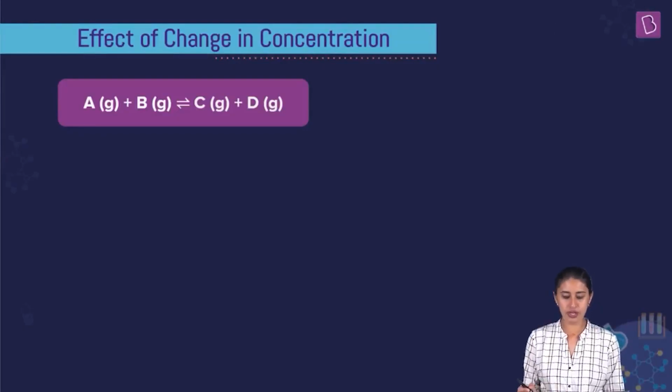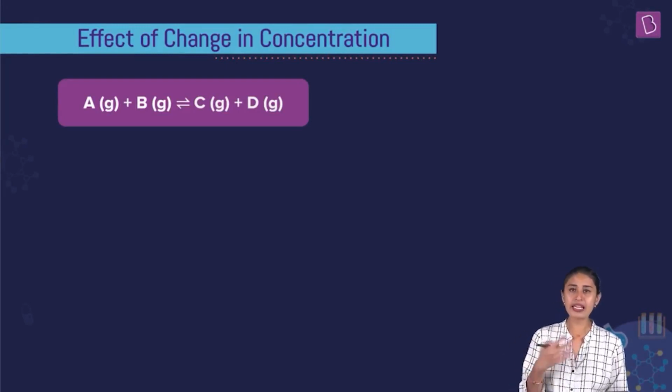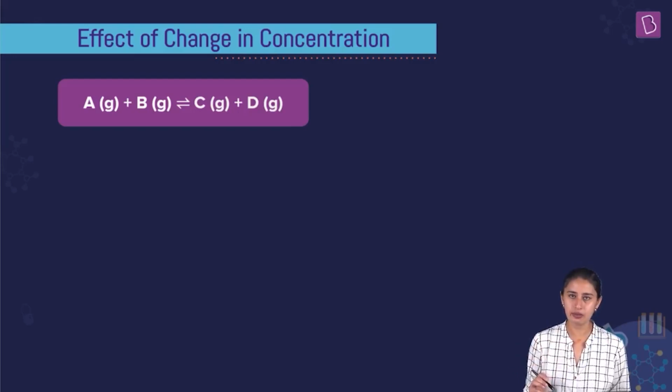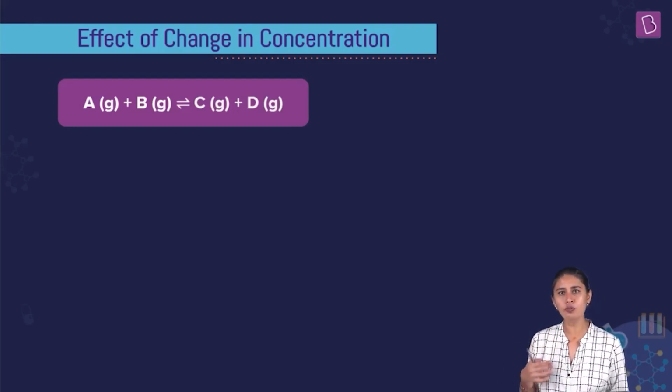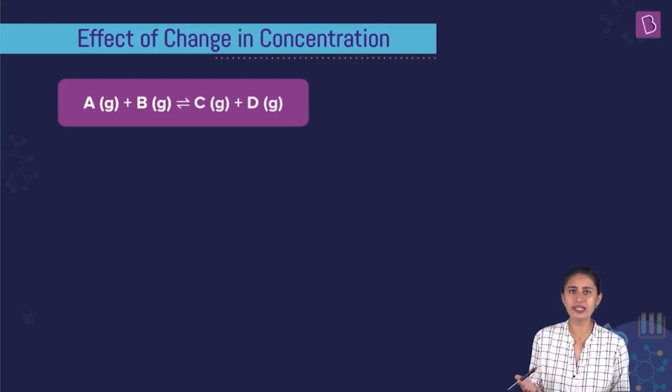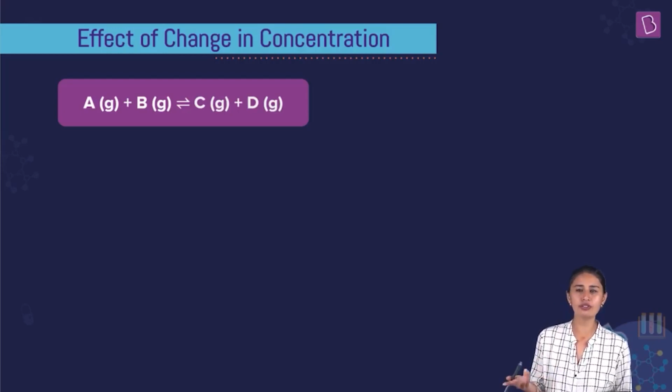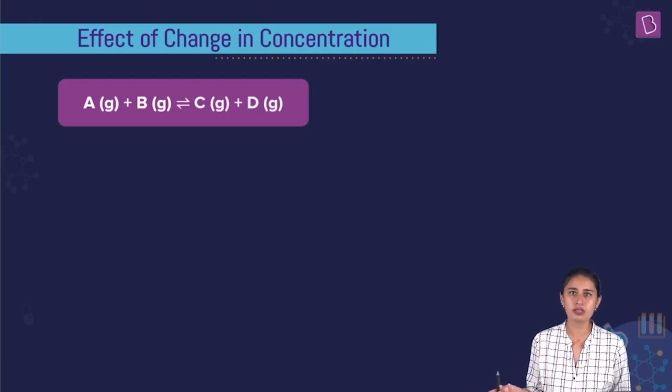Let's say we have this general reaction, A plus B in equilibrium with C and D, all in the gaseous state. What do we do? We increase the reactant. We may increase the concentration of A, we can put more moles of A, or we can add more moles of B. We can increase any of the two reactants, or both reactants, depending on what is desirable.